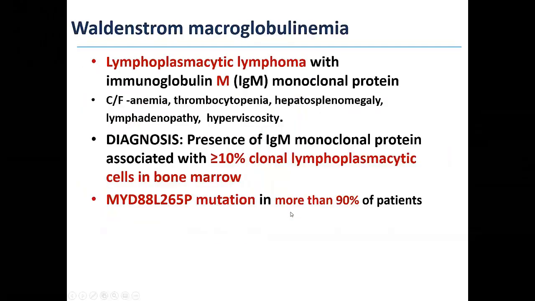Then we go on to the other disease entity, that is Waldenstrom Macroglobulinemia. Now, what we find is that the other name for Waldenstrom Macroglobulinemia is lymphoplasmacytic lymphoma. And in this, there is secretion of IgM. M protein is there. M protein is for myeloma protein, but IgM is the nature of the immunoglobulin secreted.